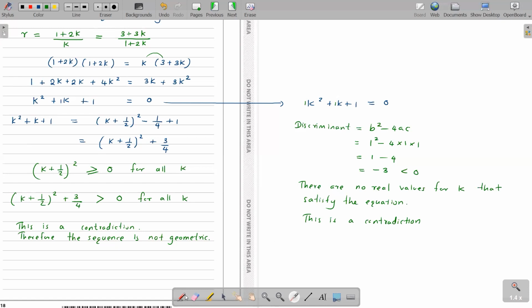And you can write, therefore, the sequence is not geometric. Okay, so both these methods are perfectly fine.